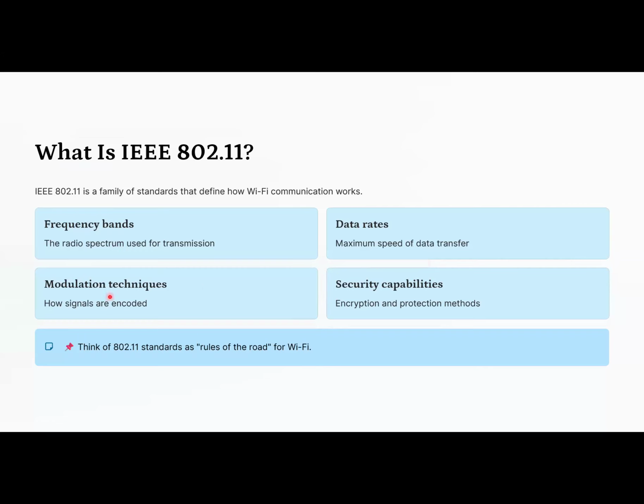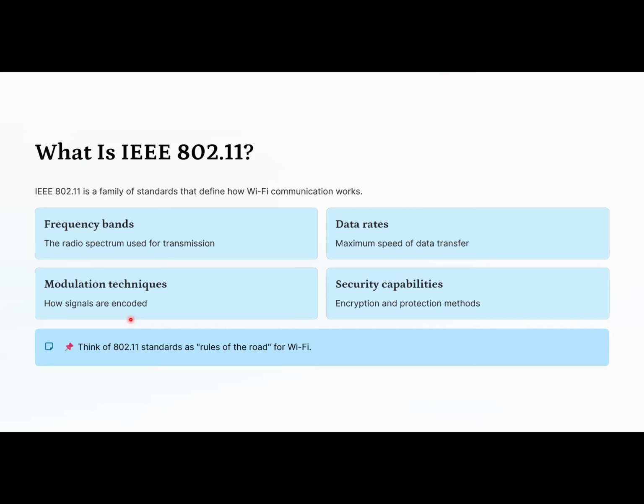For the modulation techniques, the standard also defines how digital data is converted into radio signals. We have it over here. You can see how the signals are being encoded. So the standard defines how the digital data that we have is converted into radio signals for transmission. Most times, the more advanced modulation allows more data to be sent in the same amount of time, and it does so by improving efficiency.